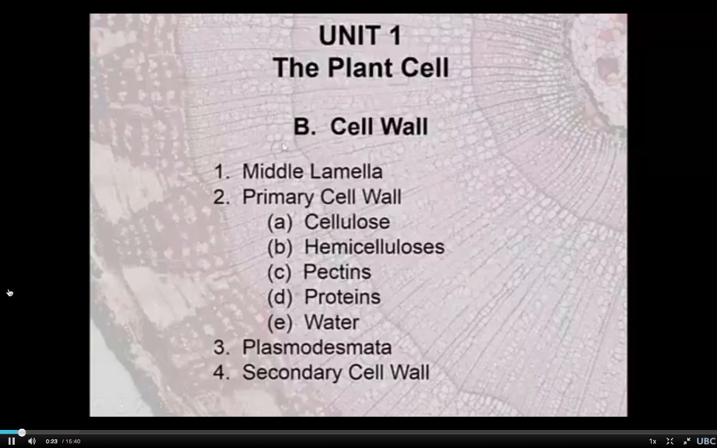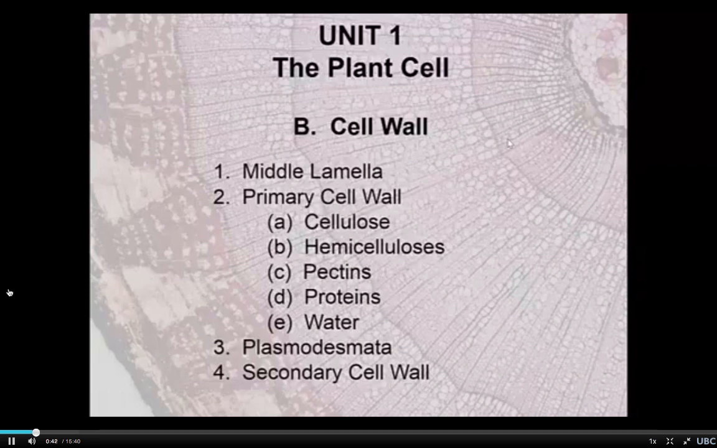Now, the cell wall is made up of a whole bunch of different components. It's not just this inert bunch of cellulose to the outside of the cell, but it does a whole bunch of things, and it has a whole bunch of components. So many functions. It supports the cell. It prevents it from blowing up, which is kind of important, right?